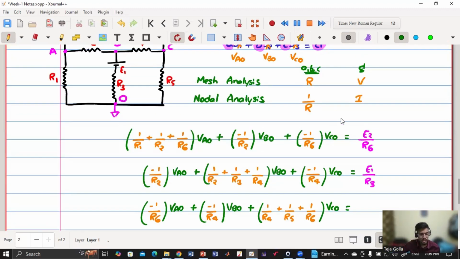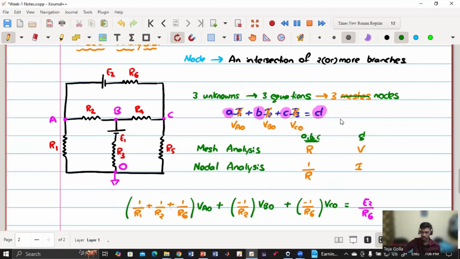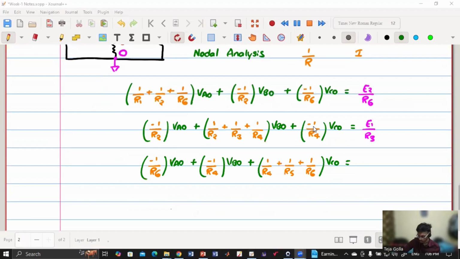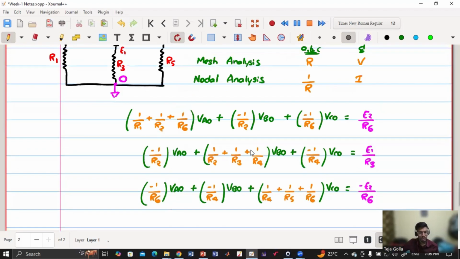Now, what will be the RHS term? So, how many voltage sources are connected to the C terminal? Only one branch. So, minus E2 by R6 because it's at a lower potential. Very good. Gokul also said the same, minus E2 by R6. So, from here, we are getting three equations, three unknowns, and simple. Is this clear? Although it might look a little bit tricky, the more you practice, the more comfortable you will feel.